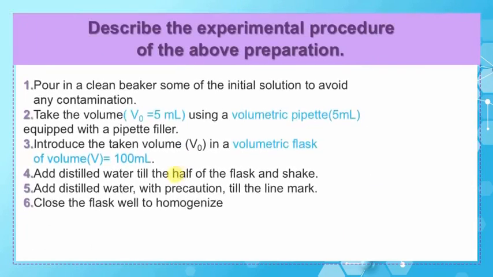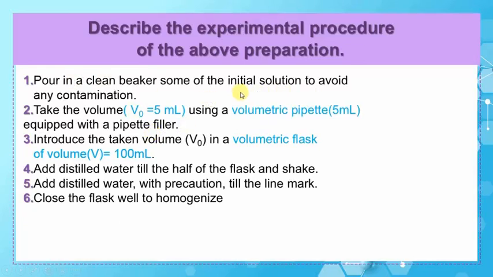The procedure. Put in a clean beaker some of the initial solution to avoid any contamination. Take the volume V0, 5 ml, using a volumetric pipette 5 ml equipped with a pipette filler. Introduce the taken volume V0 in a volumetric flask of volume V equal 100 ml. Add distilled water till the half of the flask and shake. Add distilled water with precaution till the line mark. Close the flask well to homogenize. This procedure must be memorized.